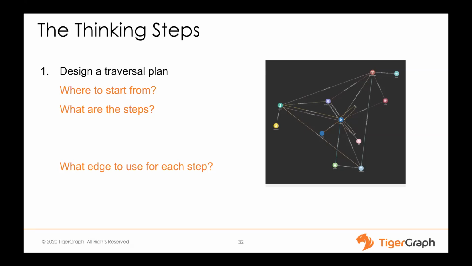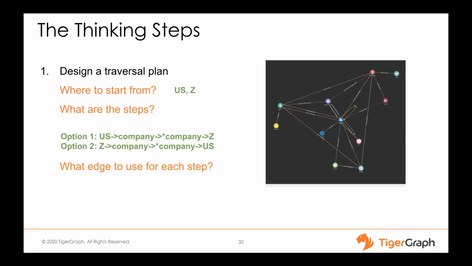So it seems we have two options. We can either start from US, or we can start from that country Z. And what are the steps? If we start from US, we need to find all the companies in US, and then we find all the ultimate companies by traversing along invest and acquire edges. Then we traverse all the way to Z, and then we know these companies have an ultimate parent in Z.